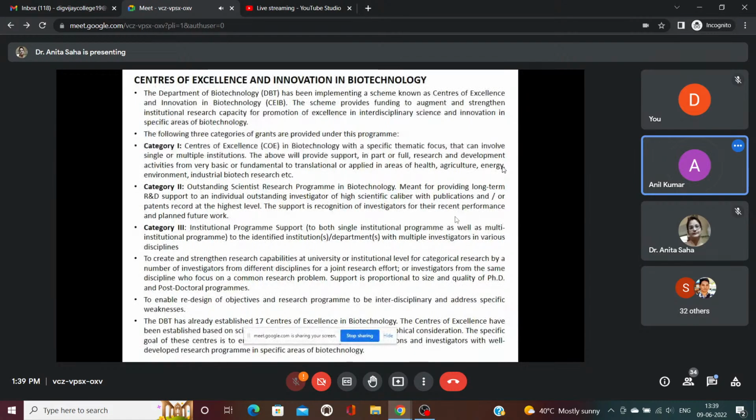Under category 2, outstanding scientist research program, it provides long-term R&D support to any individual outstanding investigators of high scientific calibers with publications and with the patents. If you have a good number of publications, good number of citation index, good number of H index, then you can apply for long-term support under this category 2. And again, this is not dedicated to the people of the biotechnology only. This is open for all the scientific fields.